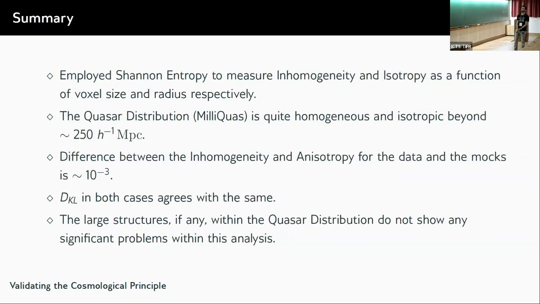So summarizing my talk, we employed Shannon entropy to measure inhomogeneity and anisotropy as a function of voxel size and radius respectively. We see that around 250 megaparsecs is where homogeneity and isotropy manifest themselves. The KL divergence also agrees with this. The differences between the data and the mocks are of the order of 10 raised to -3. If there are any large structures present within the data set, these do not pose a very big challenge to our analysis. Thank you.